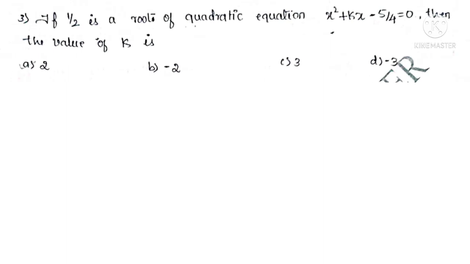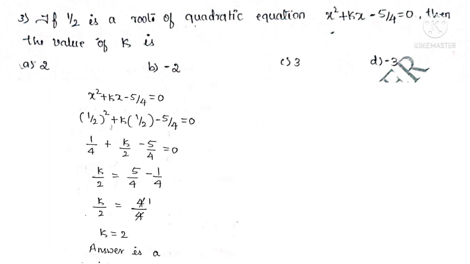If 1 by 2 is a root of quadratic equation x square plus kx minus 5 by 4 is equal to 0, then the value of k is: a) 2, b) minus 2, c) 3, d) minus 3. Since one of the roots for the given quadratic equation is 1 by 2, therefore x is equal to 1 by 2. Then put x is equal to 1 by 2 in the given equation.